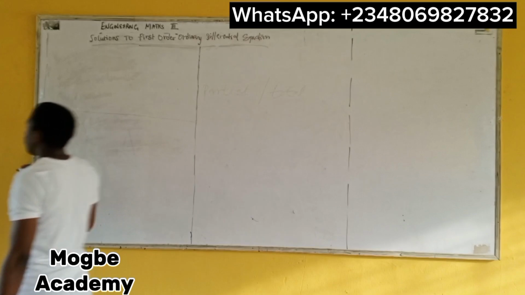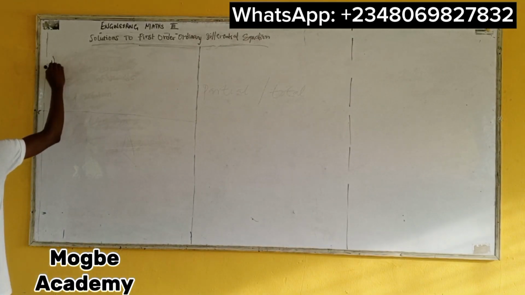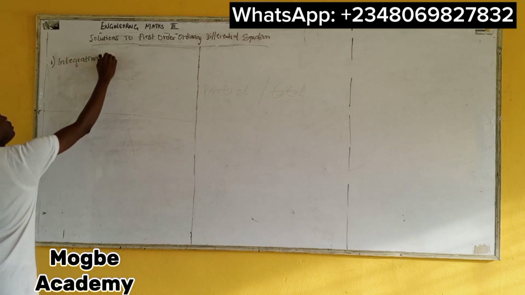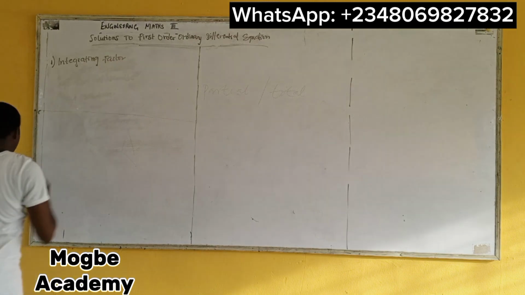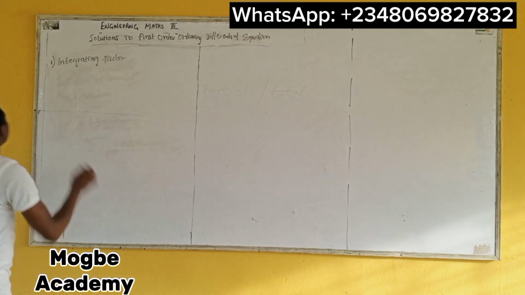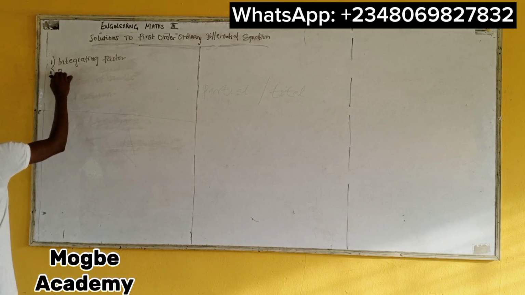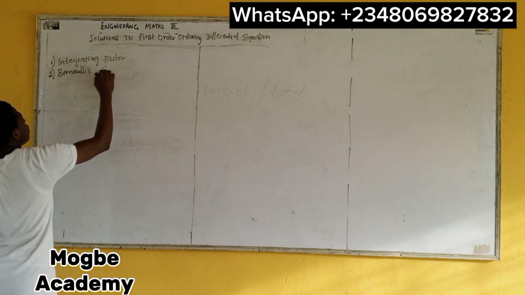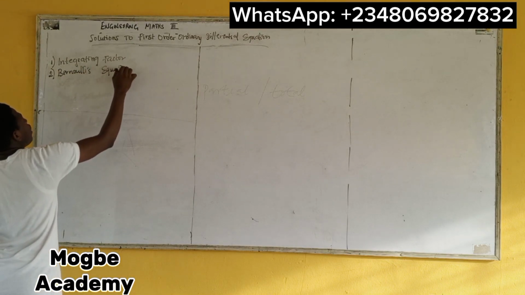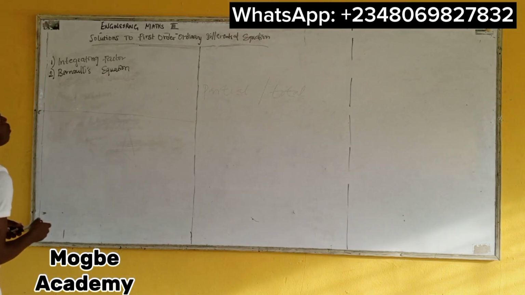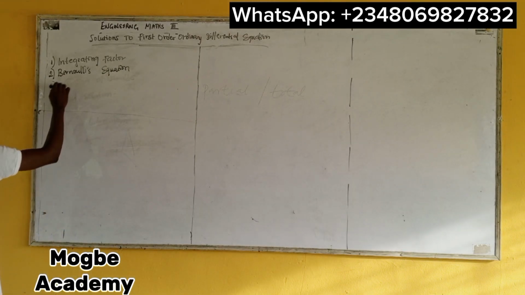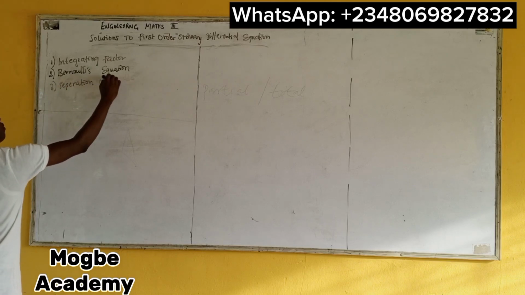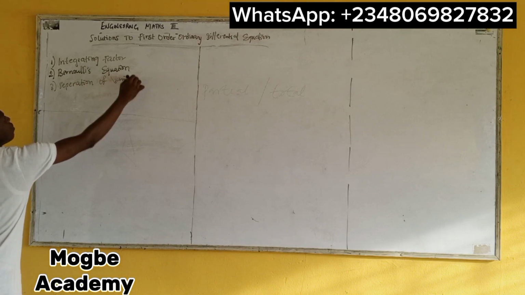The first one is what we call the integrating factor. The second one is the Bernoulli's equation. You can call it the Bernoulli's equation, using the Bernoulli's equation to solve the first order ordinary differential equation, or the Bernoulli's approach. The third one is what we call the separation of variables.